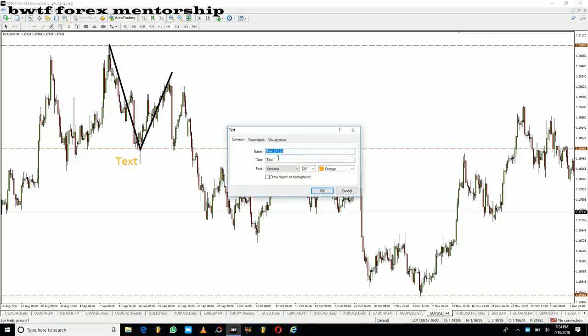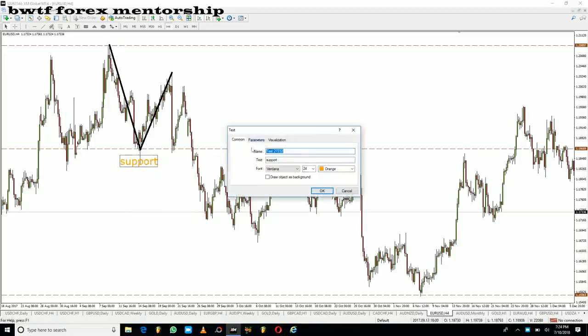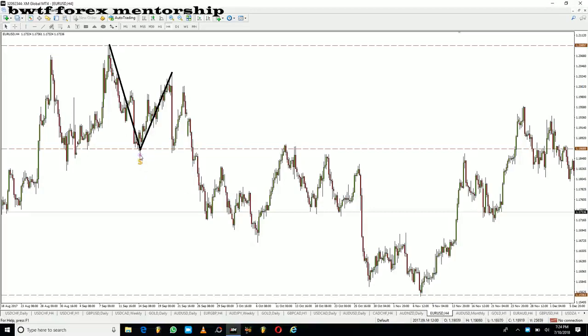I'm going to write support here. This is a support area. Now let me just write S to make it simpler. This is support. So now the market came back. You can see the market came back and bounced here and then went up, but I'm going to avoid that for now because I'm trying to get to my point.